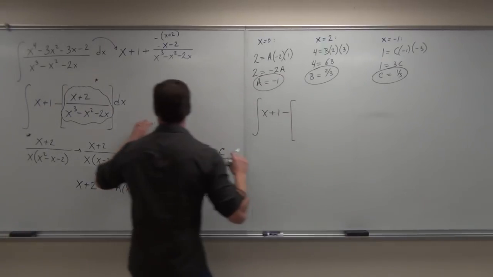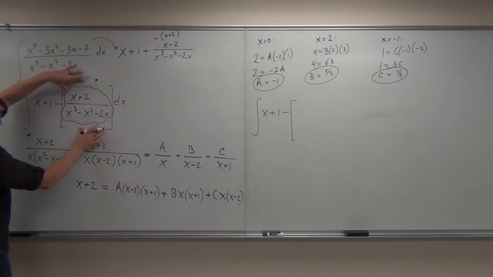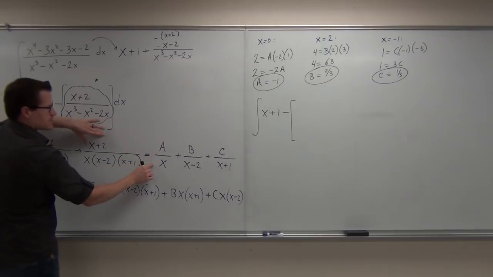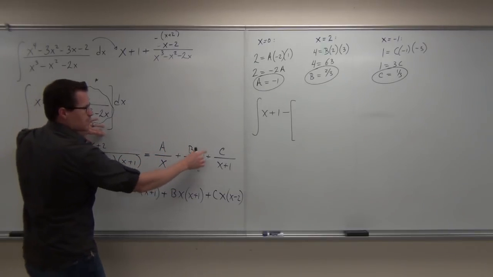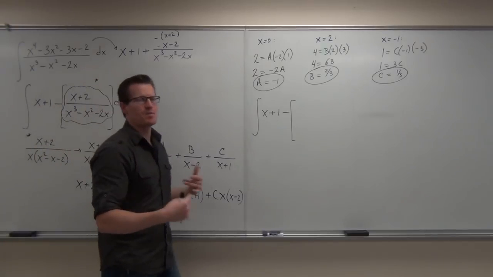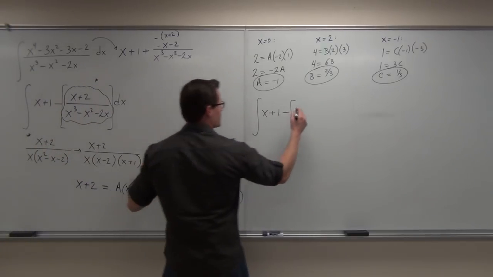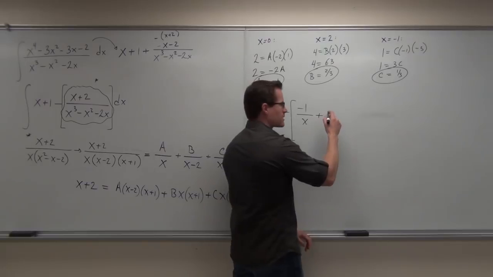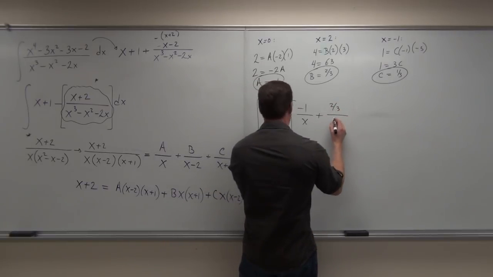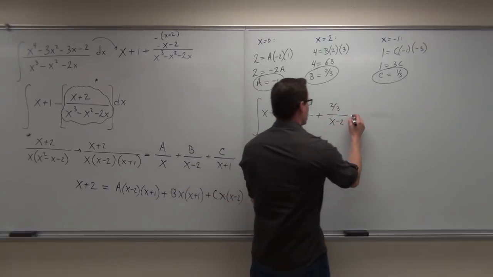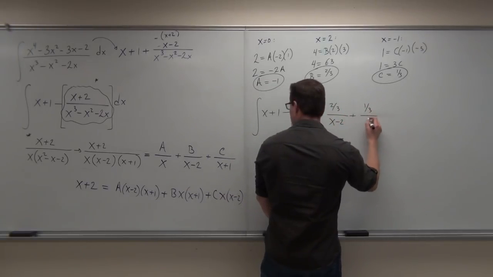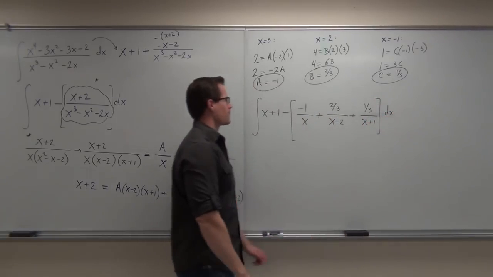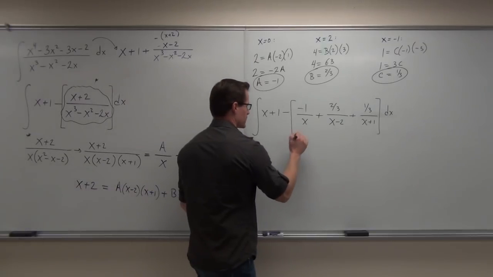Now inside that big bracket, we just did a partial fraction of this thing. What I know is that the partial fraction of this thing right here equals a over x plus b over x minus 2 plus c over x plus 1. Do I have my a, my b, and my c? Yep. Then what this is equal to is -1 over x plus 2/3 over x minus 2, plus 1/3 over x plus 1, dx. A big bracket.